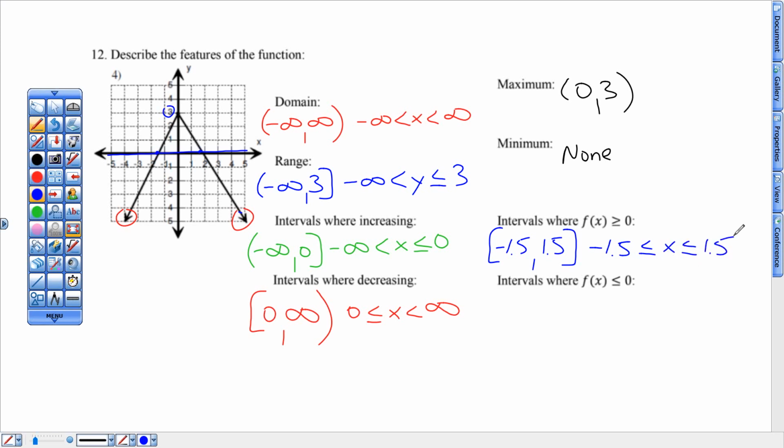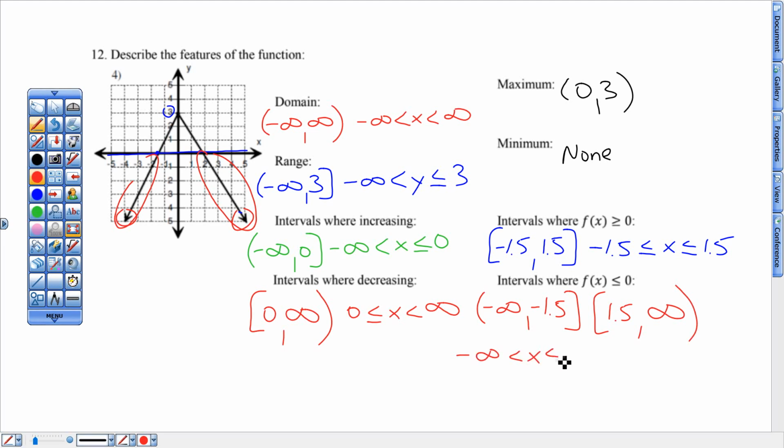Intervals where it's underneath, so it looks like from -infinity to about -1.5, and my other one from +1.5 to +infinity, because it's going to the right. And if I did that in inequalities, and this one in inequalities.